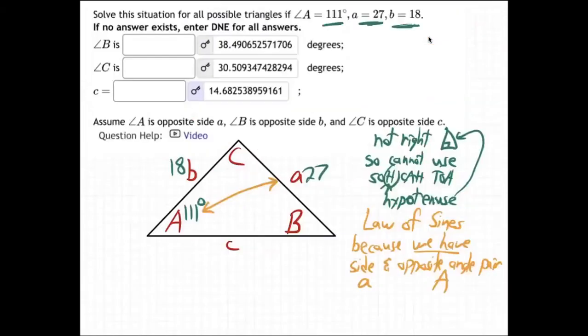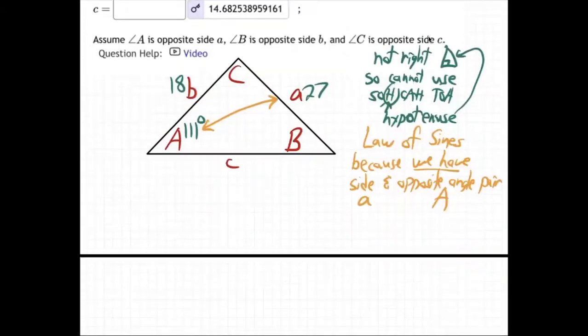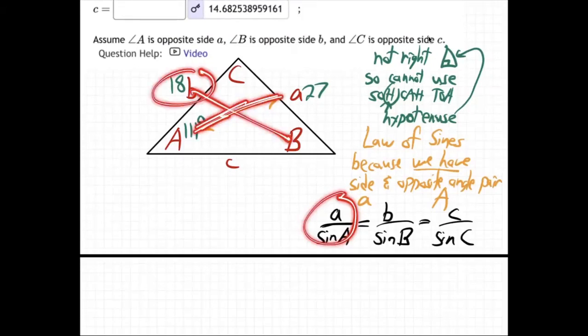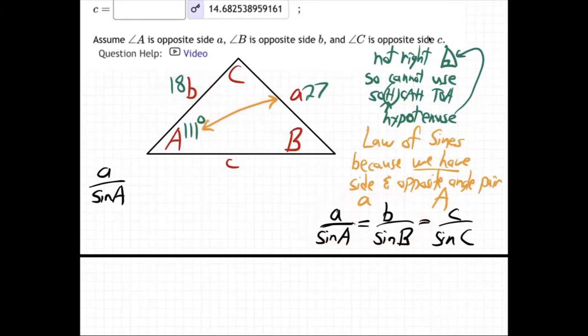So what is the law of sines? The law of sines says that little a over sine capital A equals little b over sine B equals little c over sine C. I'm just going to use two; you don't use all three fractions. How do you know which two? Well, for sure the A with the A, because that's a pair we have. And then the other one we have is little b, so I'll match that up with B. So I'm going to use little a over sine A equals little b over sine B.